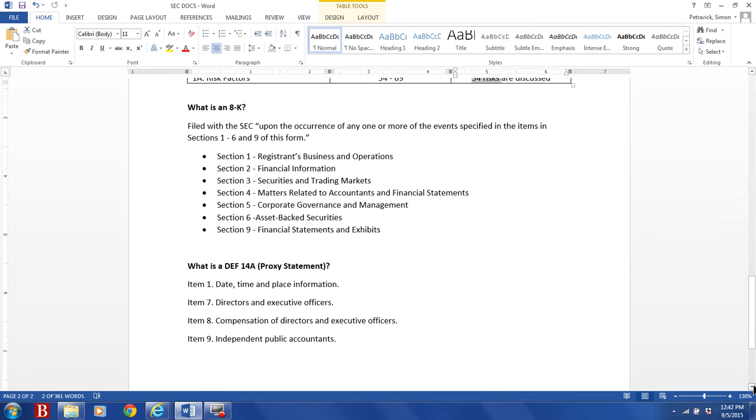Our third item is an 8K, and I copied the definition from that list of forms, and it says the 8K has to be filed with the SEC upon the occurrence of any one or more of the events specified in the items in sections 1 through 6 and 9 of this form, right? So those sections deal with different types of issues, and the SEC has decided that these issues are very important and investors need to be aware of them. So when an event occurs, the 8K has to be filed within a couple days.